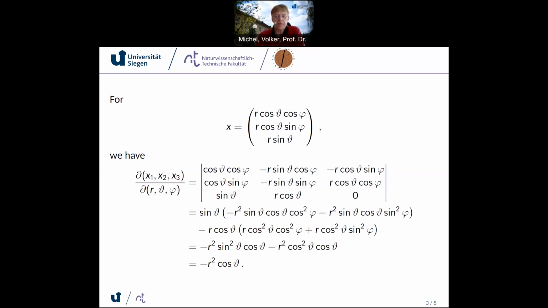Now, the other ones are just here. You can just stop the video and have a look at it. So I will just go back. You see the differences here. This is now the geographical way, let's say, where you have for the x3 coordinate an r sine theta, and it's a cosine theta in the x1 and x2 coordinate. And the result is that you get a minus r square cosine theta here. So the absolute value would be r square cosine theta, not sine theta.